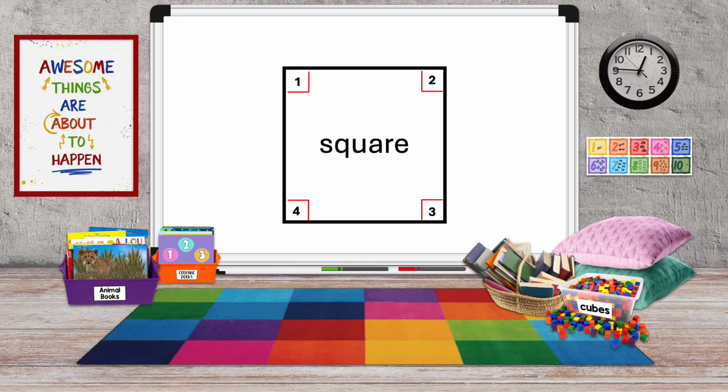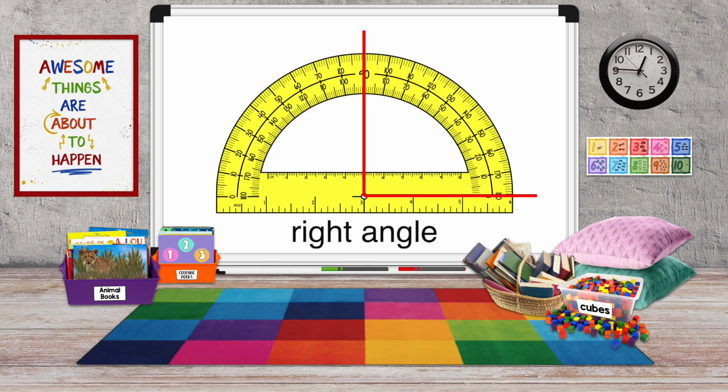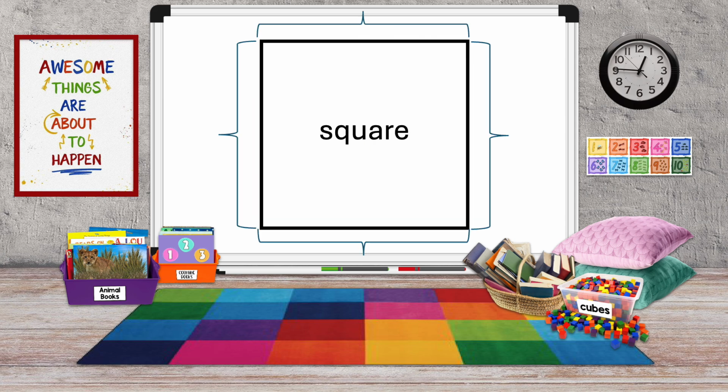A square is a quadrilateral with 4 equal sides and 4 corners that are right angles. A right angle is like a corner in a room. Angles are measured in degrees, and a right angle is 90 degrees. A square has 4 equal sides and 4 right angles for corners.